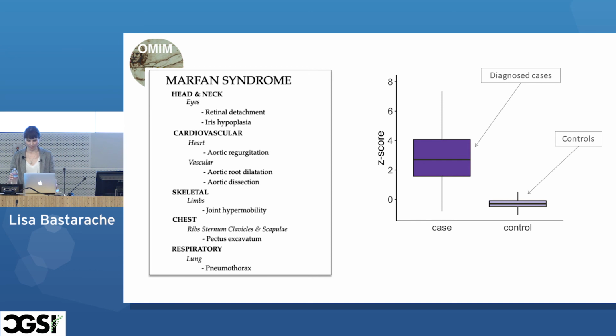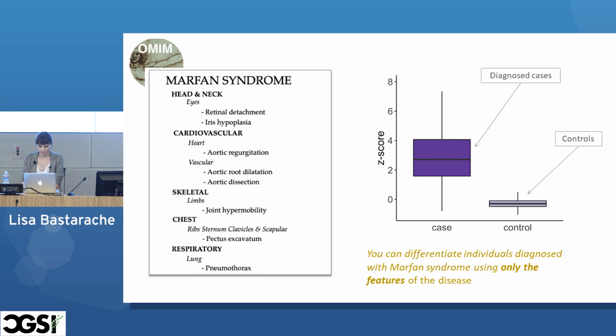Of course, I would be very hypocritical if I didn't test this against genetic or otherwise gold standards, and we did a lot of testing. So this box plot here shows that people who are diagnosed with Marfan's disease have a phenotype risk score that is 3 standard deviations higher than what you would expect, compared to matched controls. What this told us is that you can differentiate individuals that are diagnosed with a disease like Marfan's using only the features of that disease.